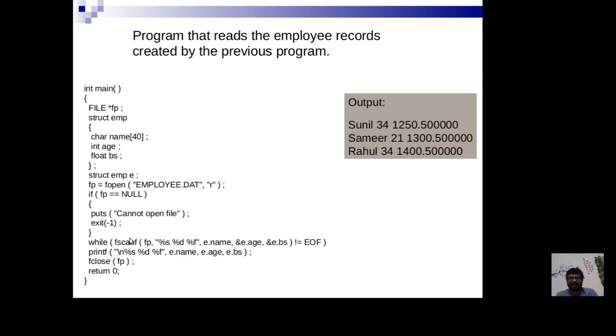Well, as long as there are records in the file. If we have reached the end of the file, fscanf will return EOF. So if I compare the return value of fscanf with EOF, I will know whether or not we have reached the end of the file. And this is the terminating criterion for this while loop. When fscanf returns EOF, we break out of the loop, close fp, and return 0.